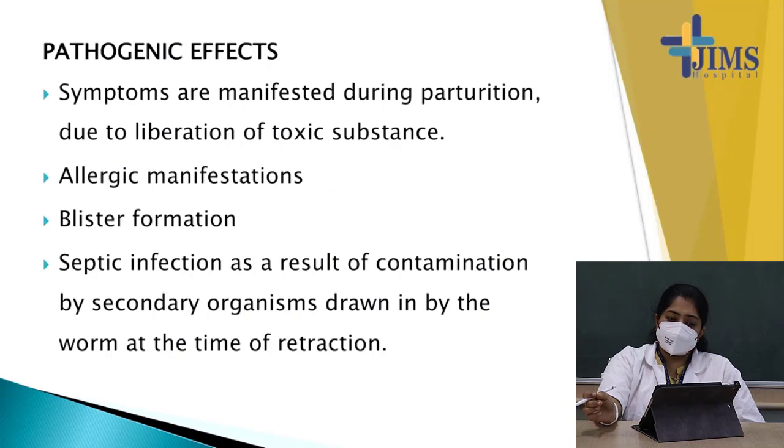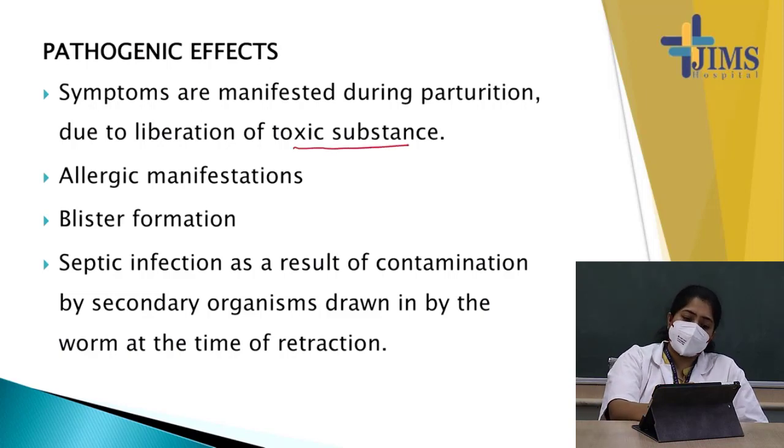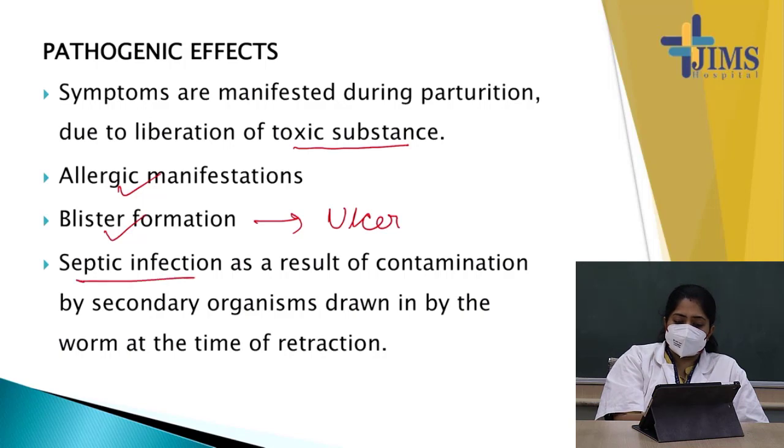Now what are the pathogenic effects? Symptoms are manifested during parturition due to liberation of toxic substances. So due to the liberation of the toxic substances, there will be allergic manifestations, then blister formation, and eventually there will be ulcer in that area, right. Now the next thing is septic infections. How does this septic infection occur?